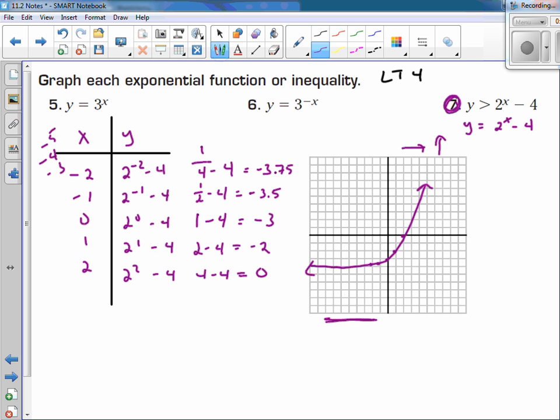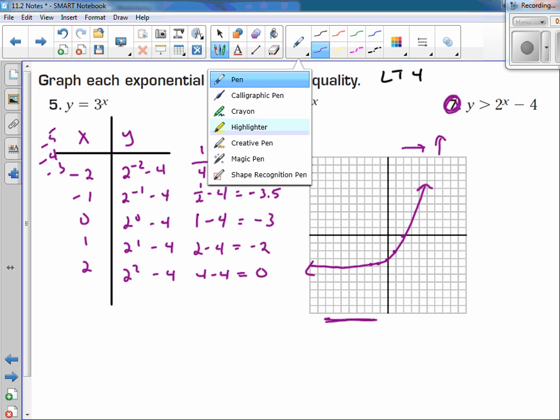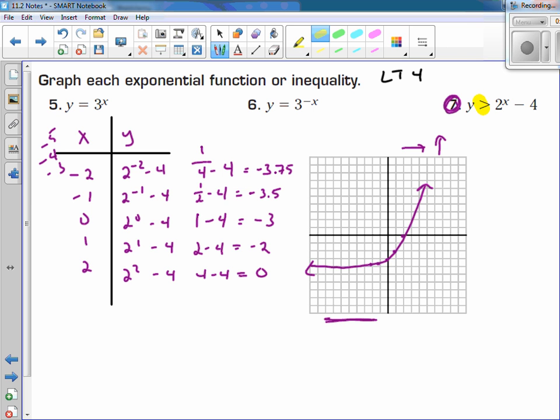Now, this is actually an inequality. And it says that we have y is greater than 2 to the x minus 4. So this actually needs to be a dotted curve or dash curve showing that it cannot be equal to. And then we have to go through and worry about the shading.